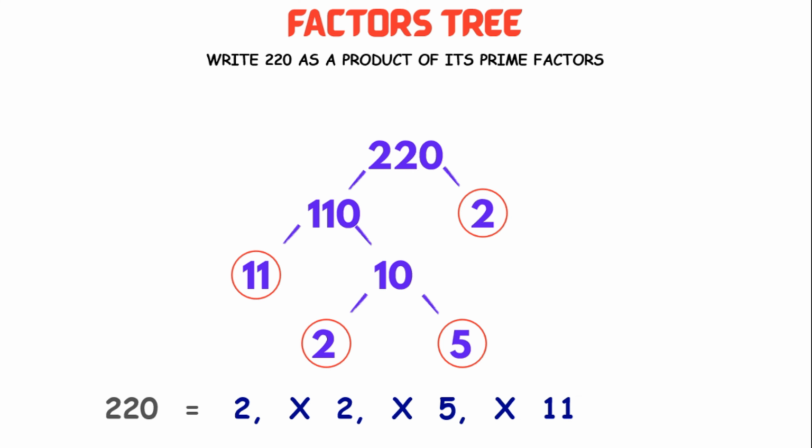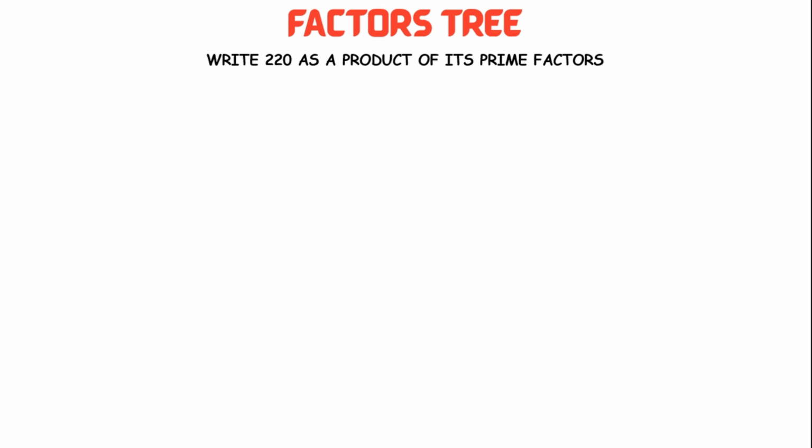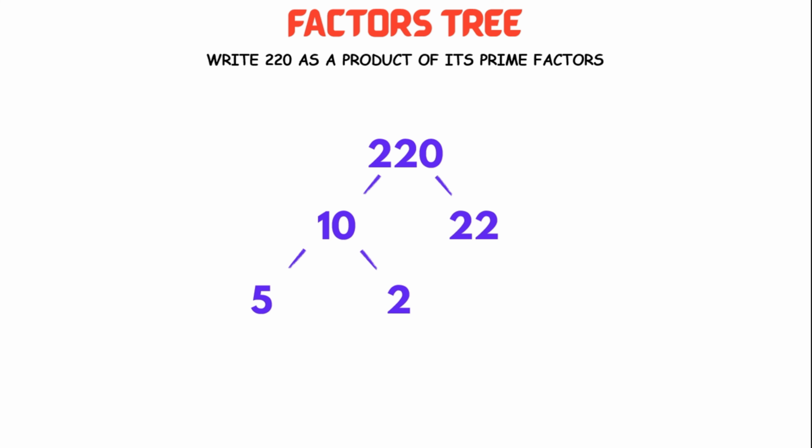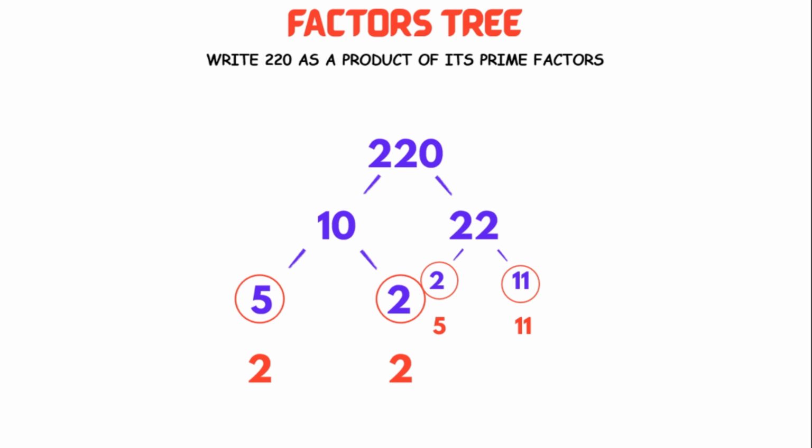Now, one thing to clarify here is that it doesn't actually matter which way you factorize it, you will always end up with the same prime factors. For example, we could have split the 220 into 10 and 22, then split the 10 into 5 and 2, and split the 22 into 2 and 11. We'd still have ended up with 2, 2, 5, and 11 as our prime factors, so don't worry about which way you factorize it, as long as each time you're making a correct factor, then you'll end up with the same answer at the end.